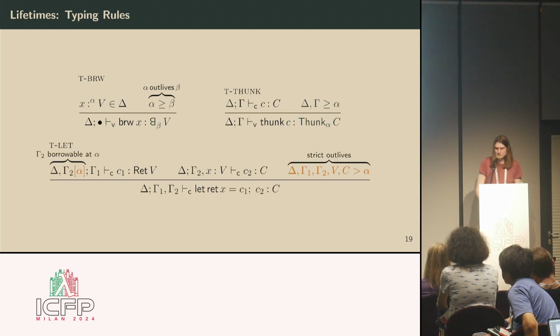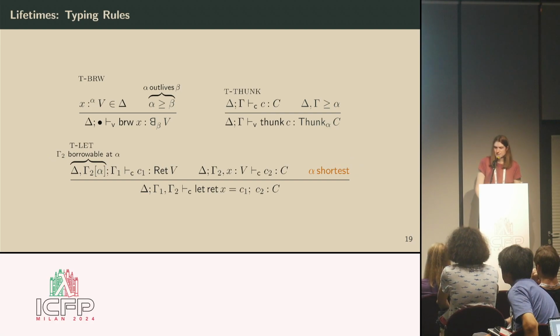And for the let rule, this is where we pick a lifetime alpha, and we stick it on the colon of all of our bindings in delta. And alpha also has to be basically a fresh, shortest new lifetime. So it has to be shorter than all of these things. And we just abbreviate this as alpha shortest instead of writing out the big inequality.